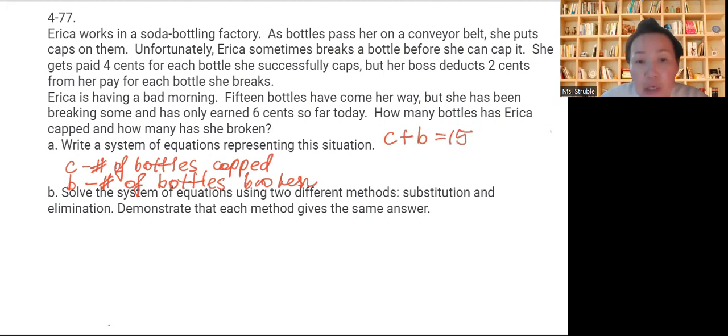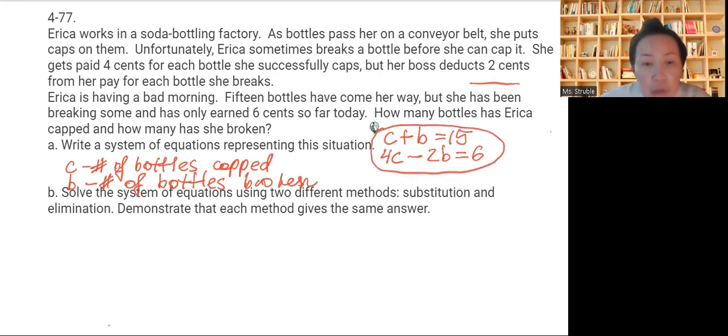However, she has been breaking some and has earned 66 cents so far. And we know that for each successfully capped bottle, she earns 4 cents, right? So 4C minus, because her boss deducts 2 cents from her pay for each bottle she breaks, right? So it's 2B, and then equals 66, because she earned 66 cents so far today. So this is going to be our system of equations representing this situation.